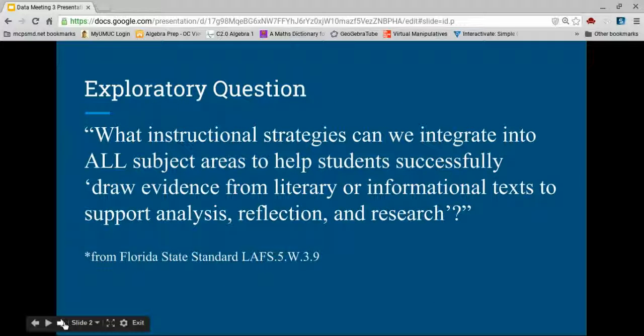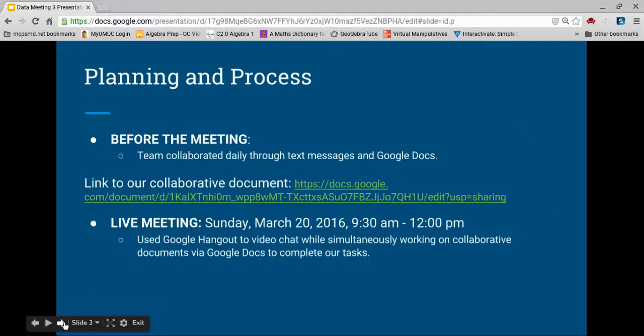Our exploratory question states, what instructional strategies can we integrate into all subject areas to help students successfully draw evidence from literary or informational text to support analysis, reflection, and research from the Florida State Standards? During week 7, we focused on data meeting number 3, determining gaps and goals.